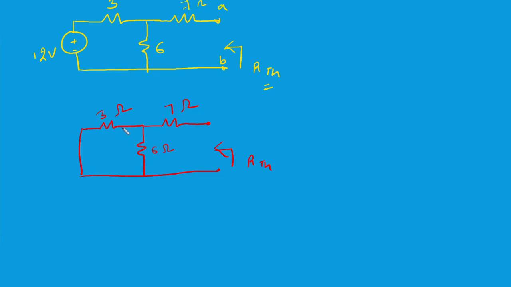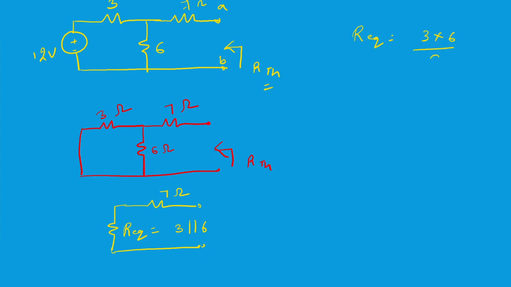So if the 3 ohms and 6 ohms resistors are in parallel, we will get some equivalent resistance, and then we have this 7 ohms resistor which is in series. So what is 3 ohms in parallel with 6 ohms? R equivalent is 3 into 6 by 3 plus 6, which is 9. So 3 ones are 3, 3 threes are 9, and so R equivalent is 2 ohms.